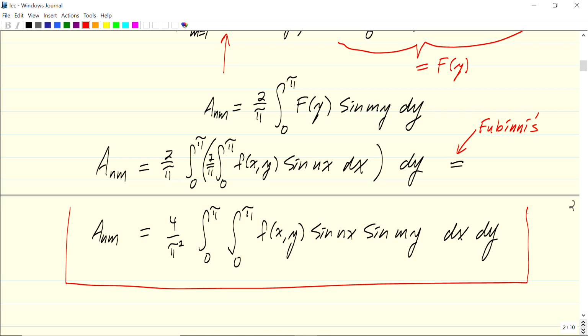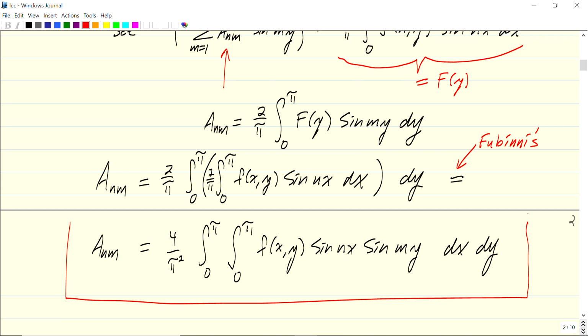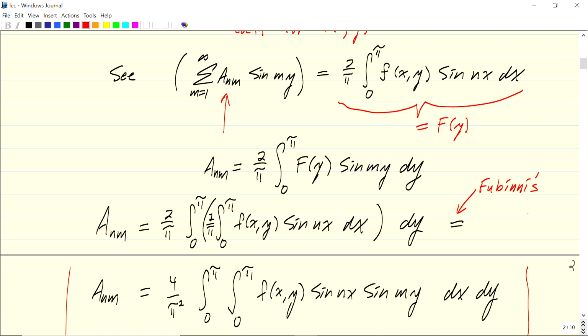F of y is this thing, and I just replaced capital F of y with that integral that defines it.